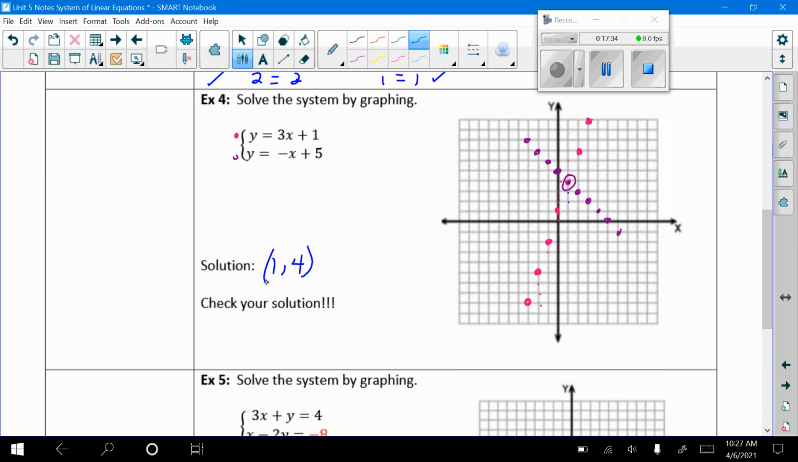And I can just check my solution. 1, 4 into up here. So it's going to be 4 equals 3 times 1 plus 1. So it's 3 plus 1. So 4 equals 4. Okay. And the other one I'm going to check is 4 equals negative the 1 plus 5. So negative 1 plus 5 is 4. And 4 equals 4. Go ahead and make your pretty line so that everything's all good.